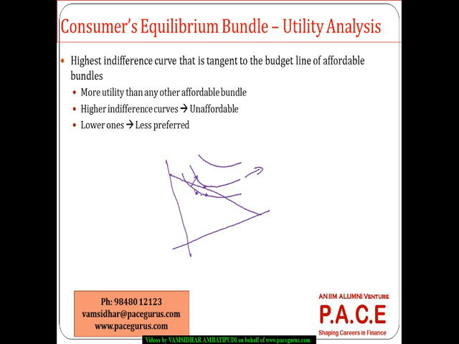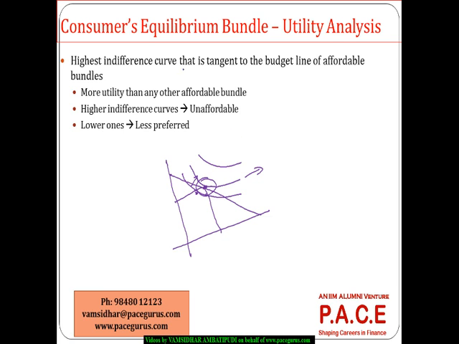So this particular point will become that combination of X and Y that this particular customer needs to get, because compared to the indifference curve that is below it, it is providing maximum satisfaction, and at the same time it is affordable because the budget constraint is touching it. So it is satisfying both the properties. That highest indifference curve, which is tangent to the budget line, is the combination that is much more satisfactory as well as affordable.